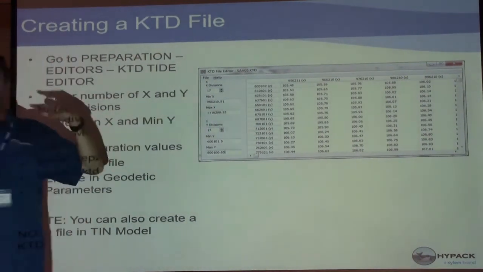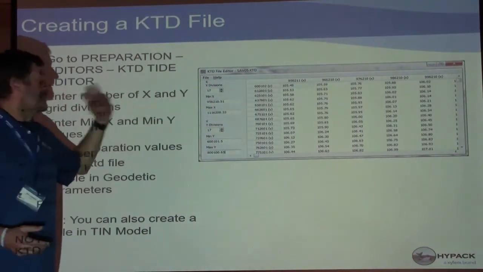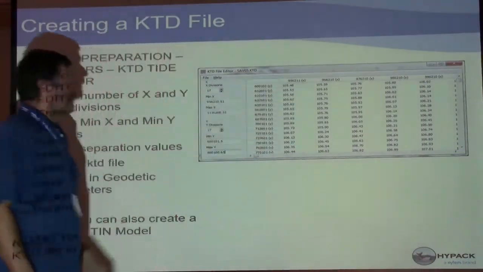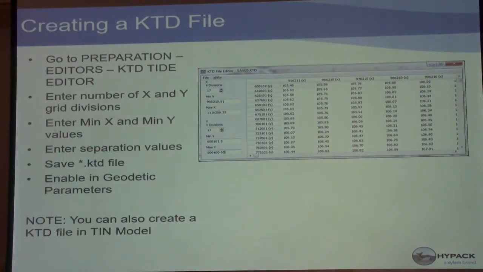Geoid models are typically in a lat/long format, but the KTD file is in your local format, and you just enter all your separation values in a grid format. We have an easy way of also creating a KTD file in the TIN model, where you just load up and save your separation file in an XYZ format, and you have a bunch of random points. You want to create a nice grid, so load it up in a TIN model, have it generate a 3D model, and then it'll export a nice gridded KTD file for you.